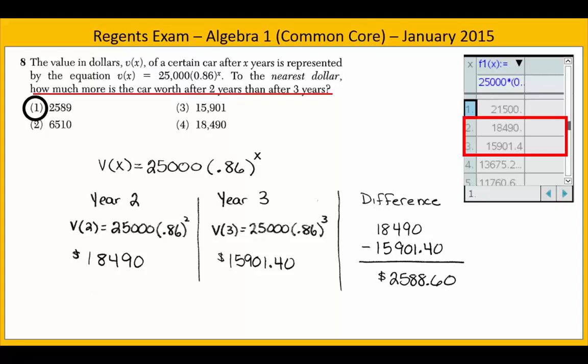Remember, you could also use a table of values by putting the function into the calculator to find the value for year 2 and year 3. Whether you did it algebraically or you use the table, you find that the value for year 2 is $18,490 and the value for year 3 was $15,901 and 40 cents. Don't forget to calculate the difference to get your answer.